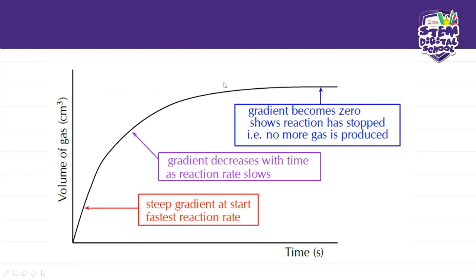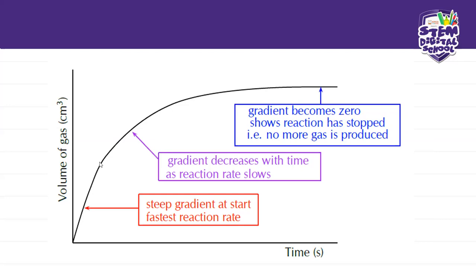Okay, so the steep gradient starts at a faster reaction rate. So the gradient decreases with time as the reaction rate slows down. The gradient becomes zero and shows that the reaction has stopped, which means there is no more gas produced. So here when it starts, you can see it's moving straight up. Why is that so? Because there's still a lot of reactants and the reaction is moving at a very fast rate. That's why it's moving steeply up.